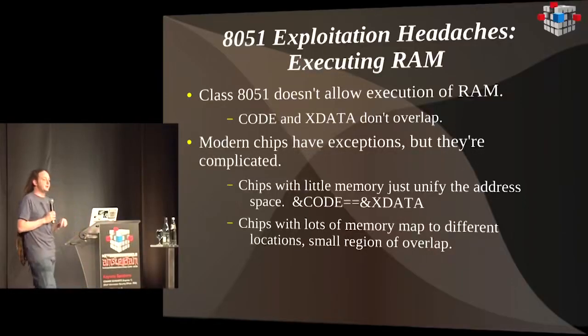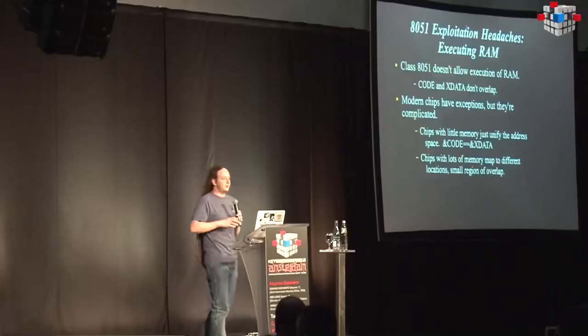So modern chips have exceptions, but they have exceptions for weird reasons, and a lot of it has to do with needing to self-reprogram. The original 8051 could not write to its own code memory, so the designers extending the platform had to come up with a way to allow that. So with chips that have too little memory, they just unify the address space.